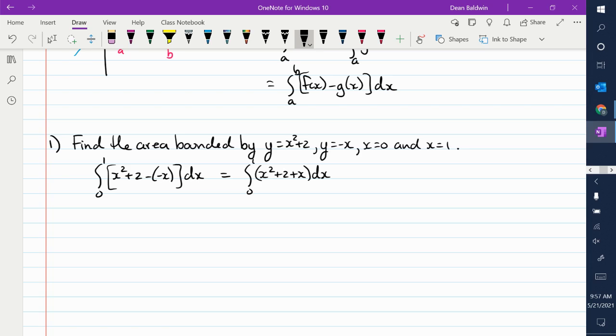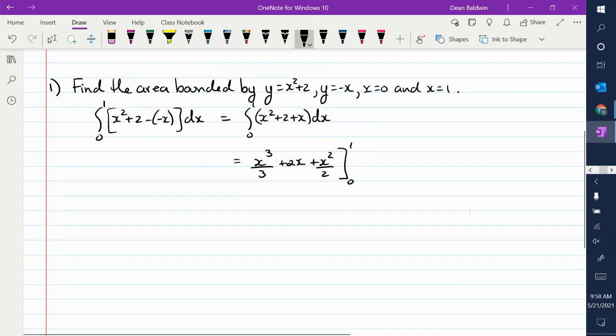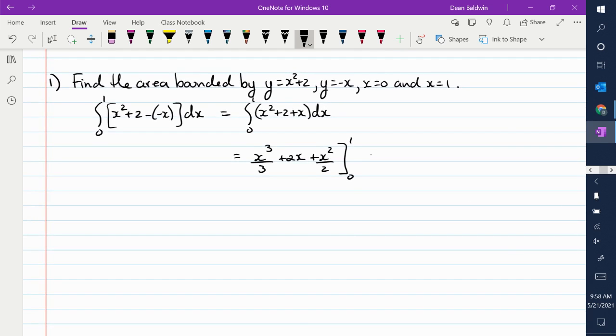Now this is a polynomial. So it's just the most simple integral you can do. You just add 1 to the exponent, divide by your new exponent. So x cubed over 3, 2x, x squared over 2, evaluated from 0 to 1. Which makes our life even easier. As you plug in 1, you get a third plus 2 plus a half minus, you put in 0, everything turns to 0.